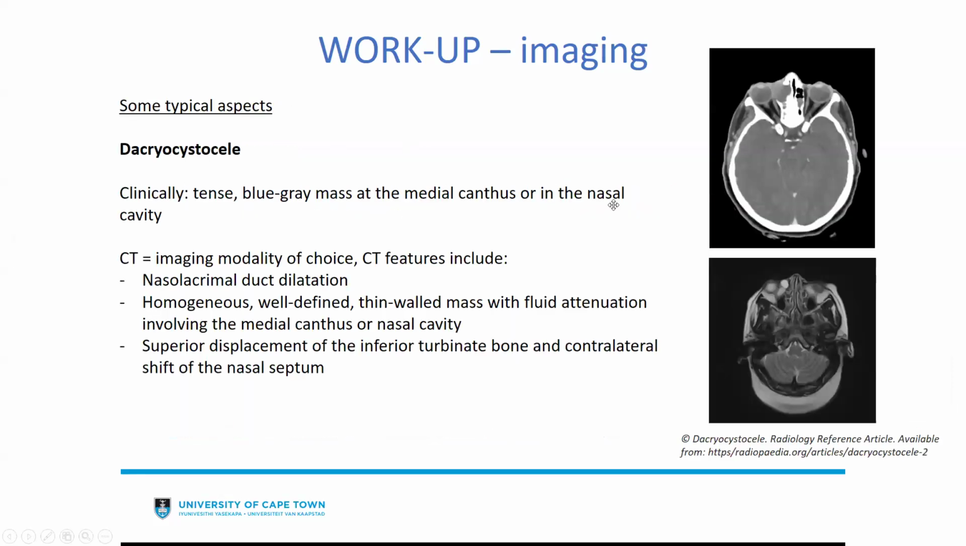A dacryocystocele, as I've told you before, can be quite clear clinically, but if you don't see it clinically, you can also perform a CT scan. The CT scan will show a nasolacrimal duct dilation and a well-defined thin-walled cyst at the medial canthus or intranasally, just below the inferior turbinate.